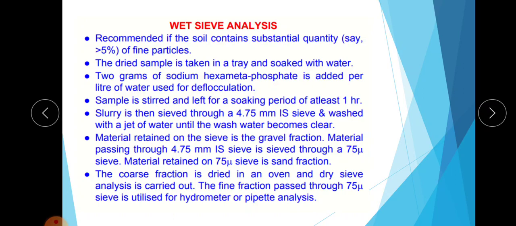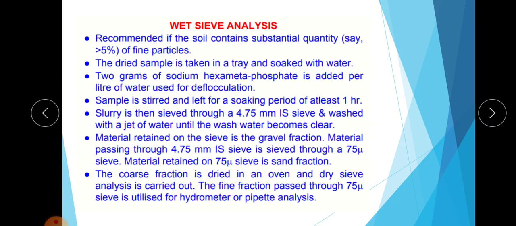Okay, then the material retained on the sieve, the material which is retained on 4.75 mm, will be the gravel fraction. That is the size greater than 4.75, and the material which is passing the 4.75 sieve will be fine. Okay, and it is sieved through a 75 micron sieve, and the material which is passing 4.75 and retained on 75 micron is the sand fraction. Okay, and the coarse fraction is dried in an oven and dry sieve analysis is done.